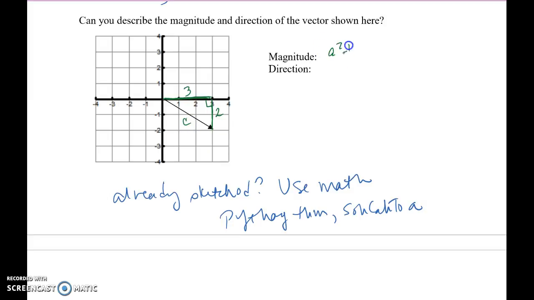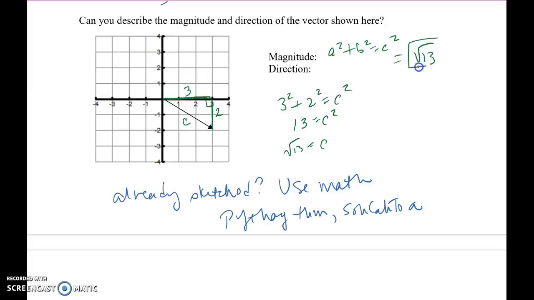Well, a squared plus b squared equals c squared. So for me, it's going to be 3 squared plus 2 squared equals c squared. That would be 13, I believe. So c is the square root of 13. Now, I don't even want a decimal, just leave it as the square root of 13. This doesn't simplify, so that's as good as it's going to get. So square root of 13. Yay! All right, cool. Now what about the direction?